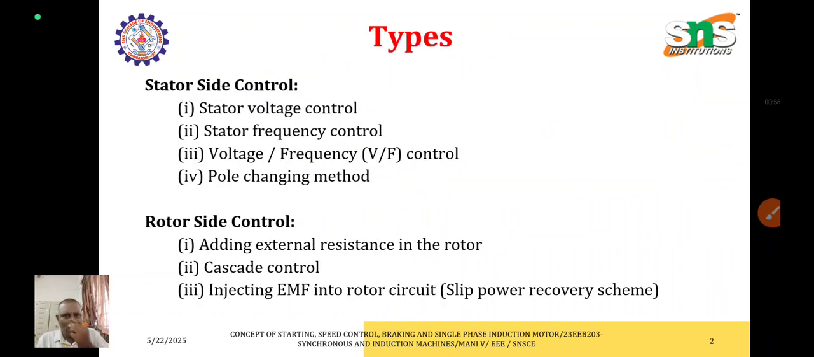For the speed control of induction motor, we normally approach it from two sides. One is called stator side control and another one is rotor side control. In stator side control, there are four methods available: stator voltage control, stator frequency control, stator voltage by frequency control, and the pole changing method. On the rotor side: adding external resistance in the rotor circuit, cascade control, and slip power recovery schemes. These are used in induction machines.